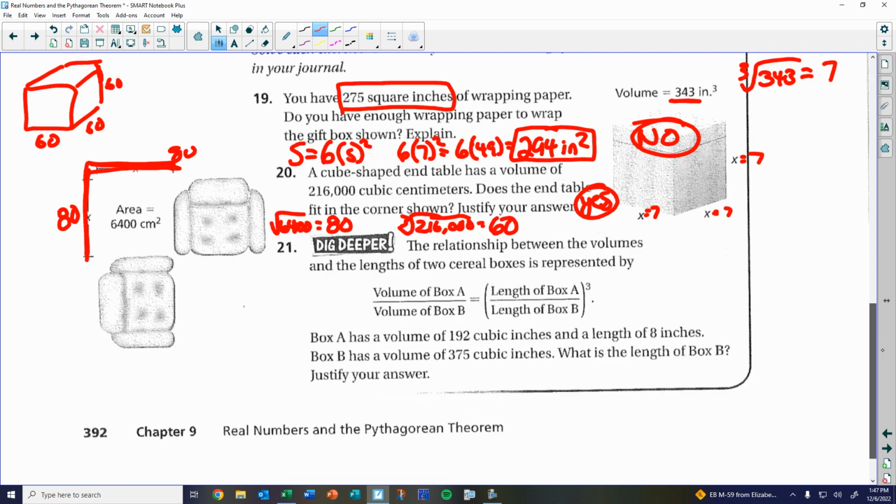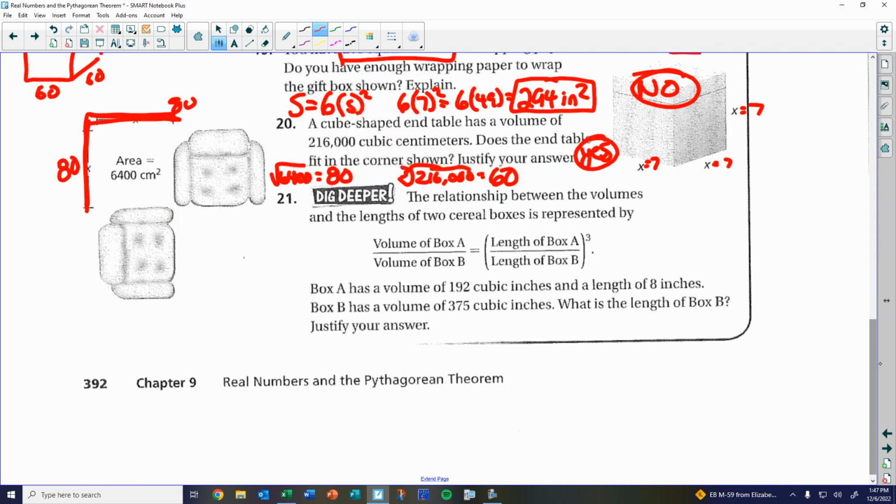All right, the last part here says the relationship between the volumes and the lengths of two cereal boxes is represented by, and they give you this formula. This formula goes back to 5th grade when you learned about proportions. This is a proportion. All right, so box A has 192 cubic inches. So we're going to replace the volume here in box A with 192. And it has a length of 8 inches. So over here, the length of box A is 8.